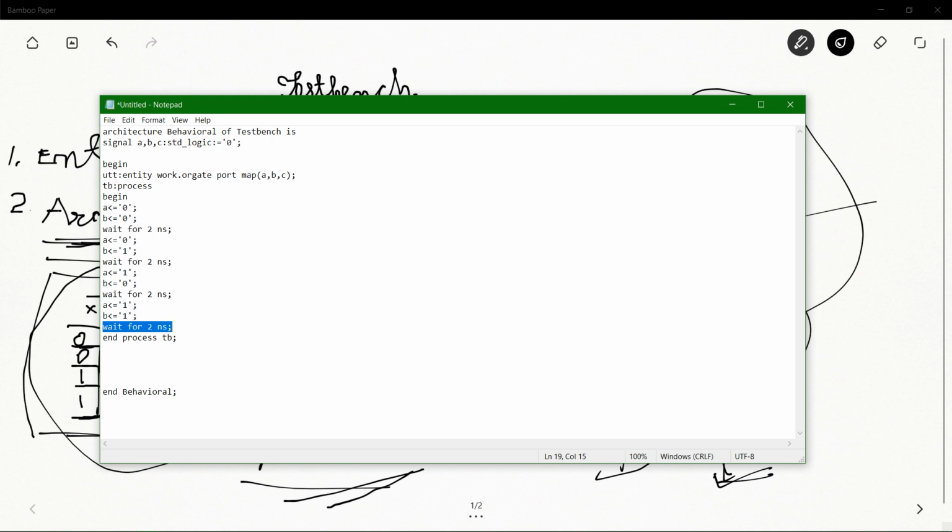After providing these 4 possible inputs to my compiler or to my gate, what do I have to do in the next line? In the next line, I have to end my process that I initiated at first. Remember, always remember one thing, guys.